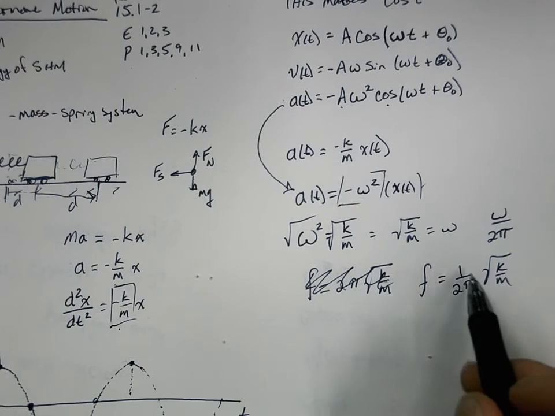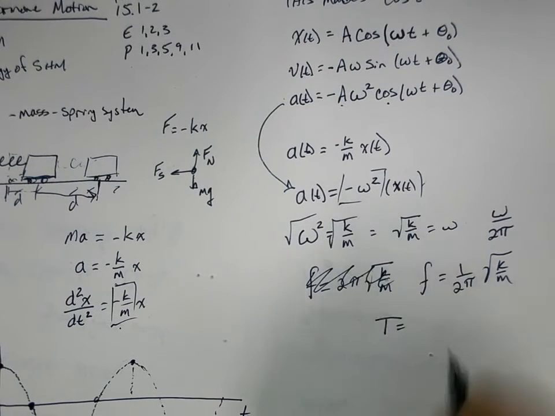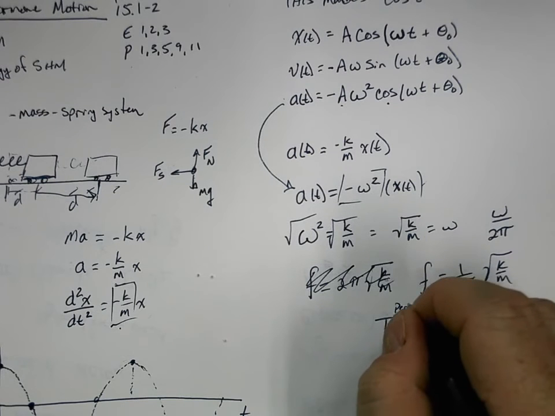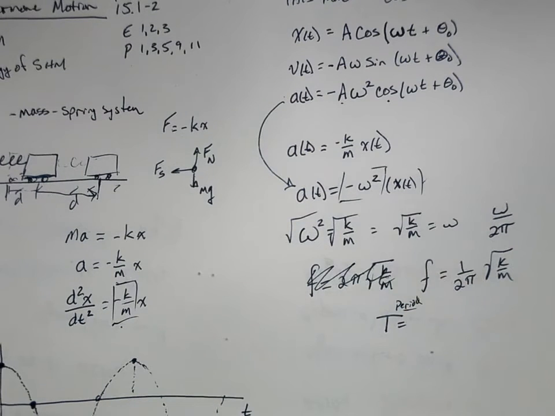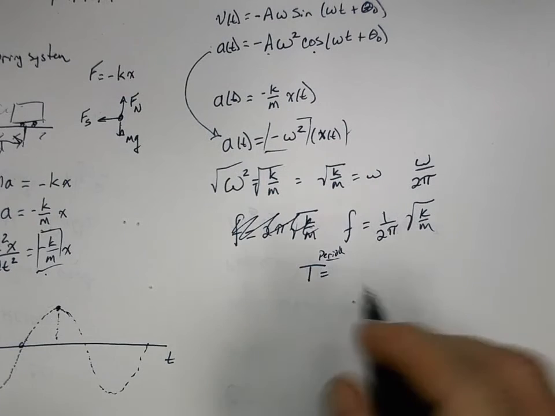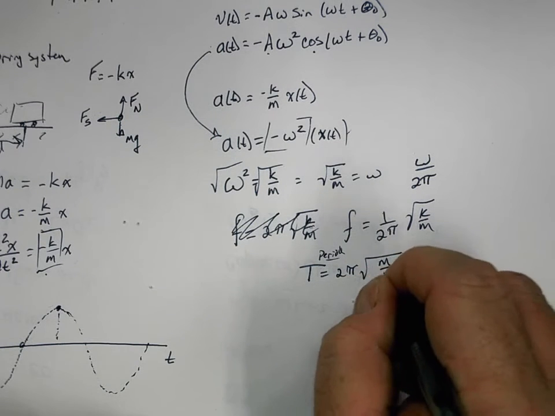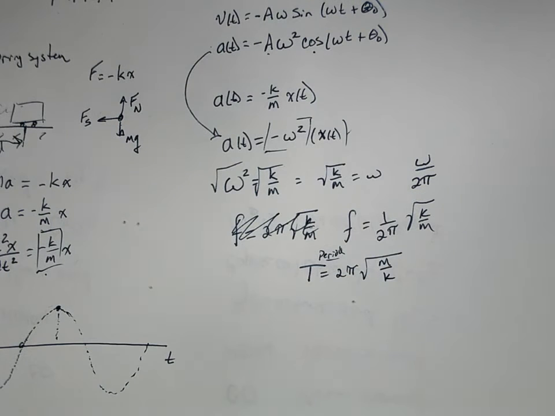So our frequency becomes 1 over 2 pi root k over m, or our period. We call it big T. This is period. In other words, the time it takes to go through a complete cycle is then 2 pi root m over k. And this is the frequency of our oscillation here.